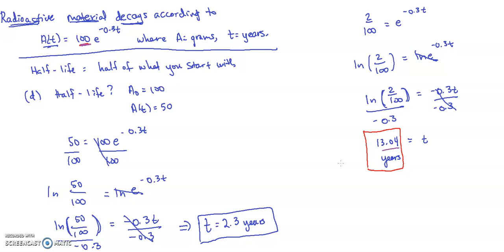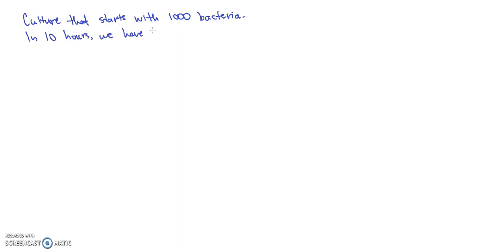Alright, so those 2 examples, we had a growth and we had a decay where the equation was given to us. Let's do one more where the equation's not given to us and we have to set it up. Alright, so let's say that we have a culture that starts with 1,000 bacteria, and in 10 hours we have 6,000 bacteria.